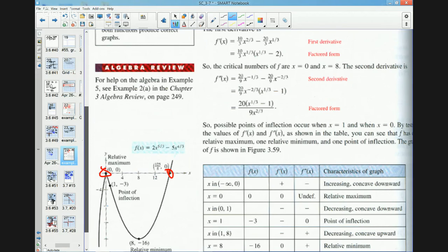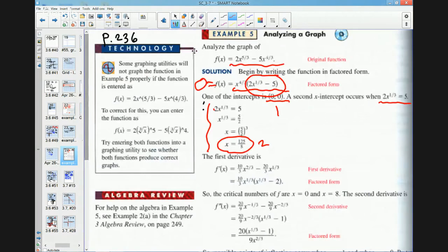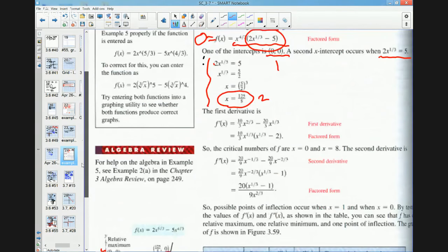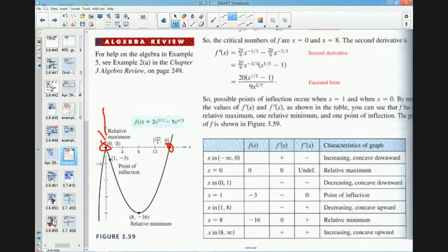We've got two intercepts. How about a y-intercept? Those are easy. Just plug in 0 for x. Well, 0 to any power is 0. 0 times 2 is 0. This is 0. 0 minus 0, 0. So we didn't really gain anything. We just found out, again, that that point there is both an x-intercept and a y-intercept. Okay, so we've got 2 points. Cool.